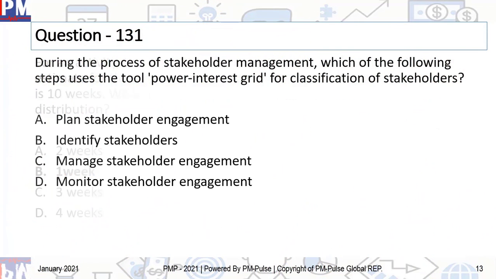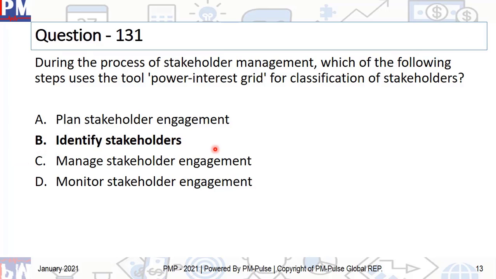All right, let's move on to question number 131. A rather simple question, and therefore with a straightforward answer.